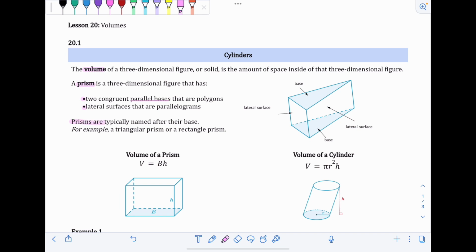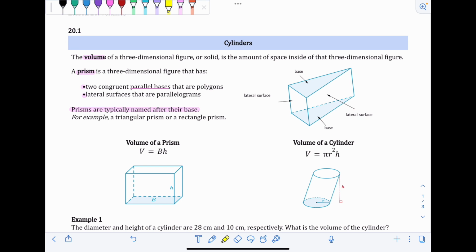Moving down here, prisms are typically named after their base. For example, there could be a triangular prism, which has triangular bases like the one in this picture, or there could be a rectangular prism, an example of which is down here. So you always name them after their base.